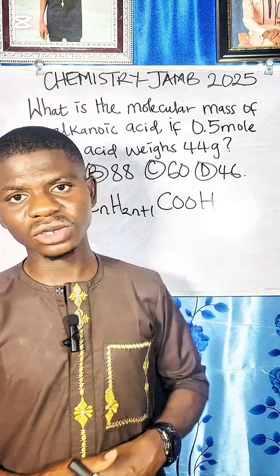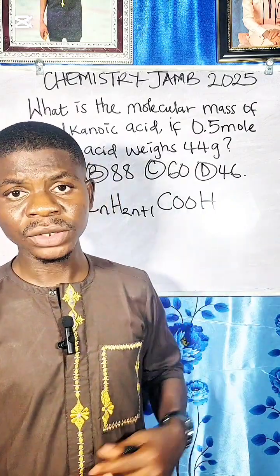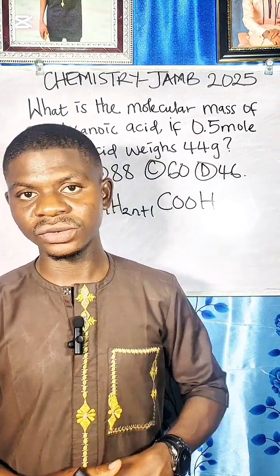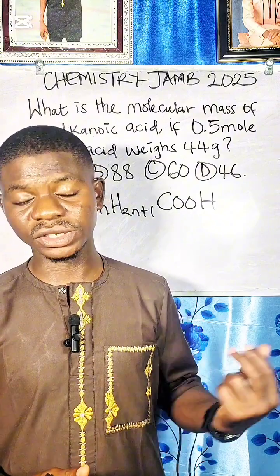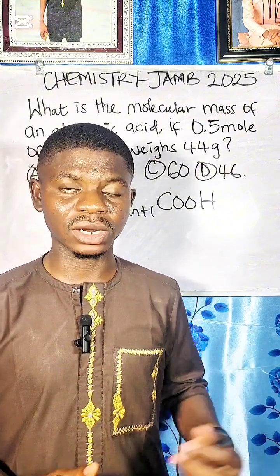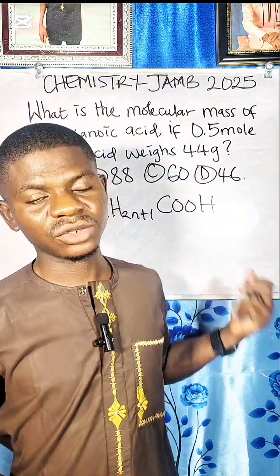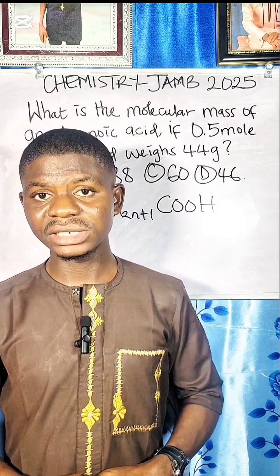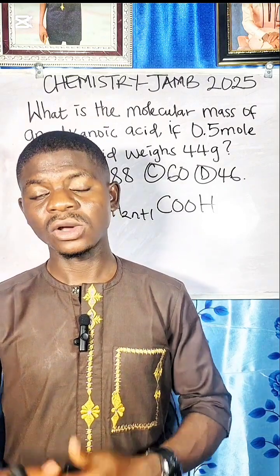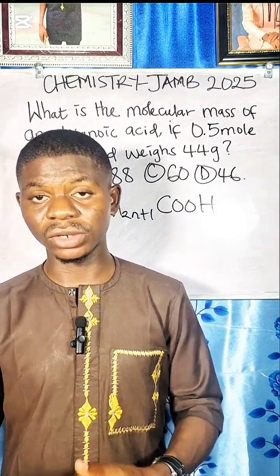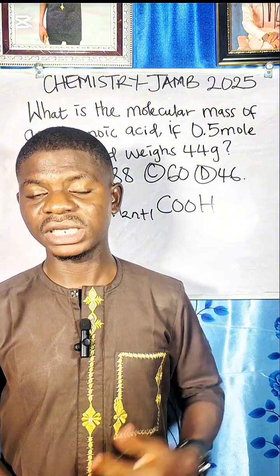Okay, so how do we solve this kind of problem? It's very simple. Recall that in my previous video I had established that number of moles is equal to what? Mass divided by the molar mass. Now we have the number of moles of the alkanoic acid, we have the mass of the alkanoic acid. What we're looking for is the molecular mass. And how do we solve it? It's going to be very simple.